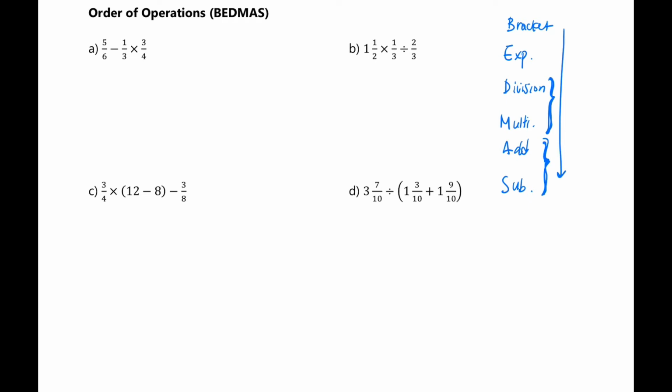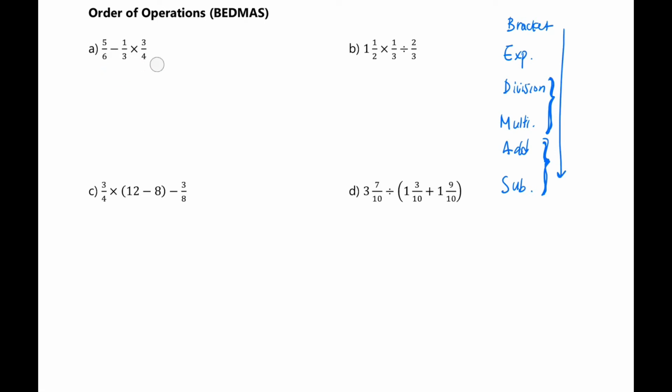Okay, so let's go straight into our example. 5 over 6 minus 1 over 3 times 3 over 4. First thing I would like to check is which operations we have. We have two operations here. One is subtraction and one is multiplication. We know that multiplication comes before subtraction. So we're going to do this one first, and then we're going to do the rest.